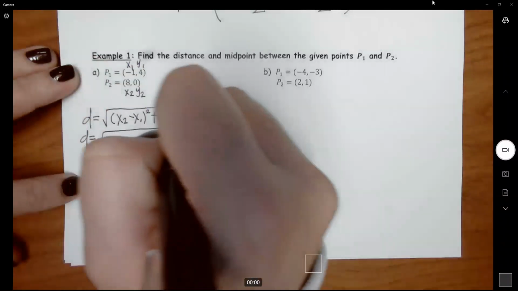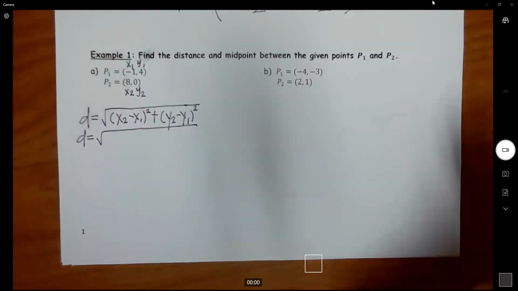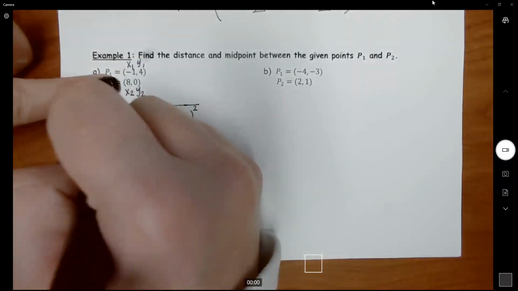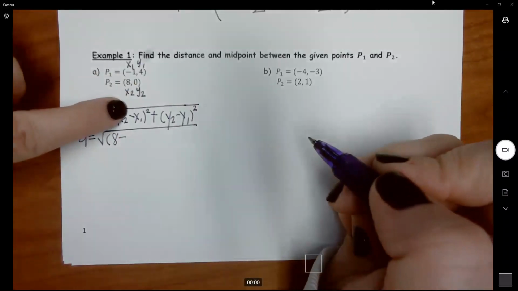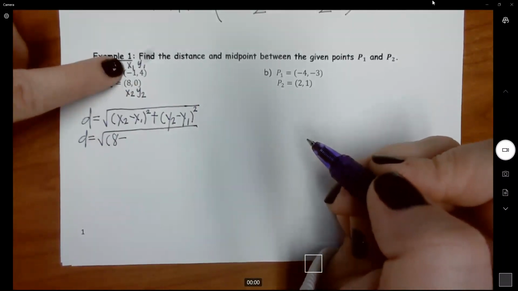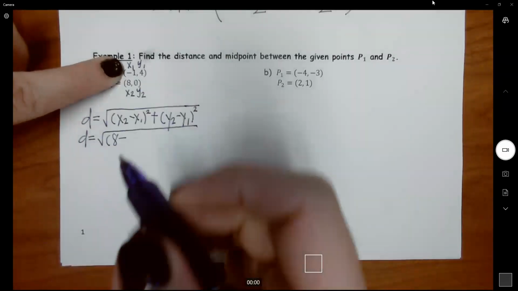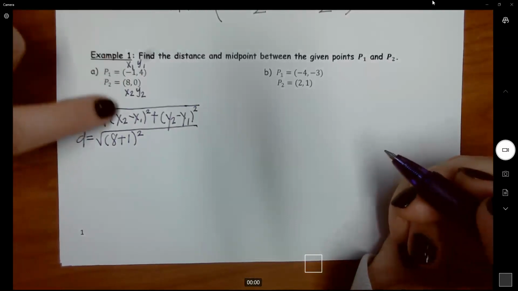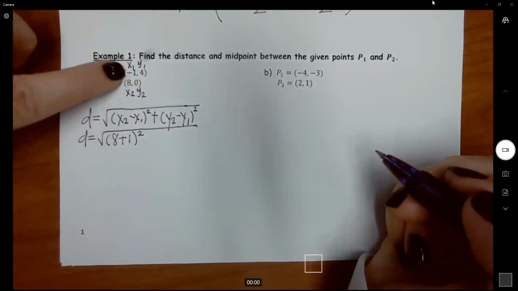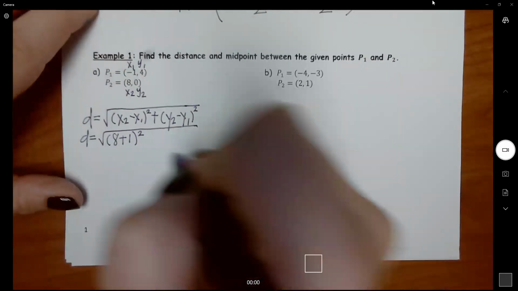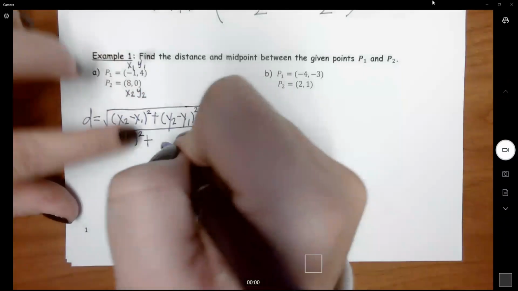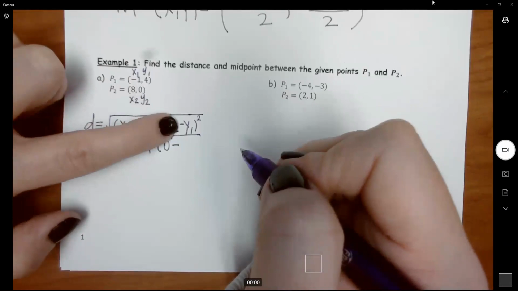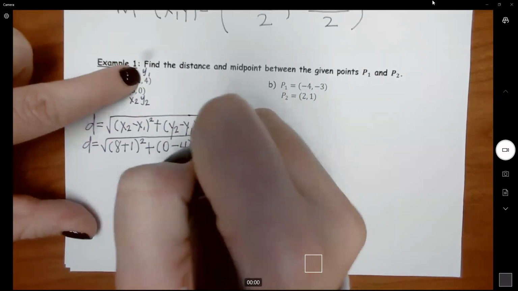So once you have your formula written down and you have labeled your points, it's just substitution. We labeled x2 as 8, minus from my formula, and then x1 is -1. So minus -1 is +1. Minus from your formula, minus from your coordinate makes it a +1. Plus from the formula, y2 is 0 minus my y1, which is 4, and squared.